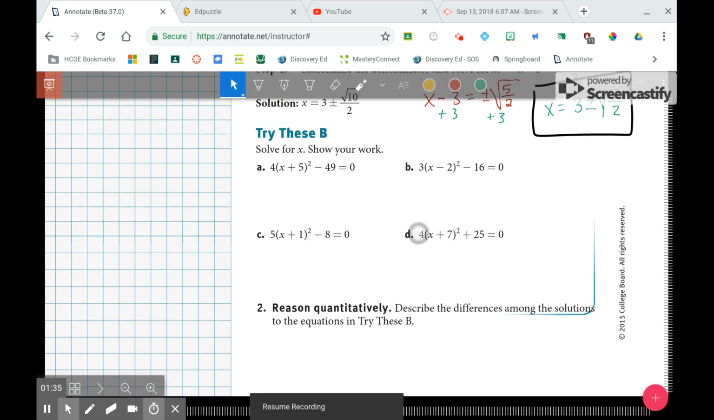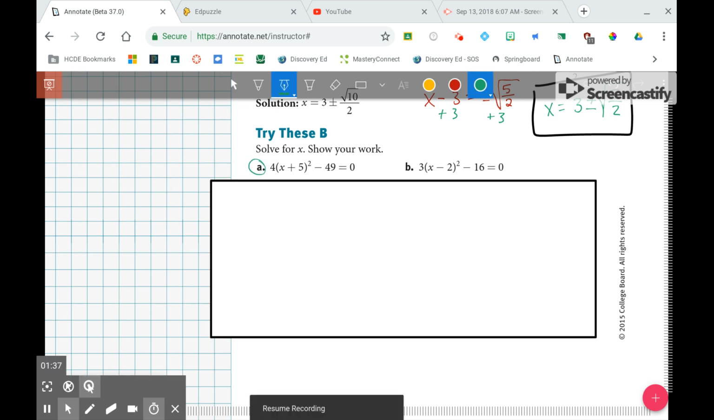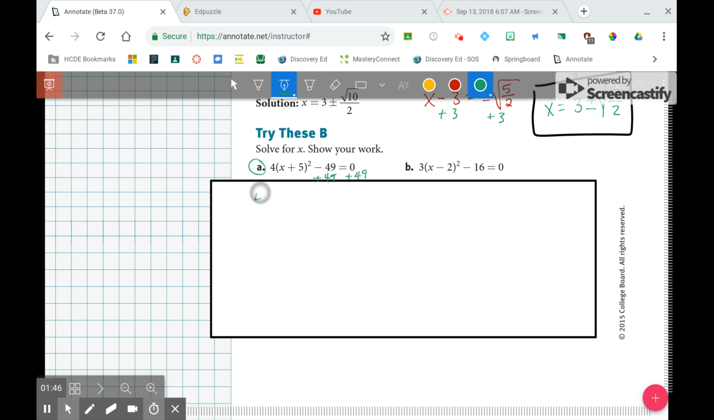So let's do an example. So in this example A, first thing we need to do is to add 49 to both sides. Get rid of that constant. So we have 4, and then we still have everything in the parentheses, squared, but now this equals 49. Now we can undo that multiplication of 4. The inverse of multiplication is division, so we divide both sides by 4.